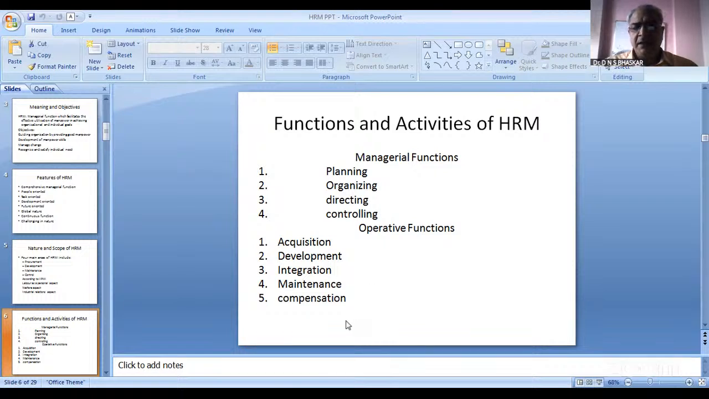Then coming to the controlling aspect, I already told you. Then the acquisition, which we have already discussed. How the employees are to be acquired, what the various processes are to recruit employees, how you can acquire employees into the organization, how you can get the employees into the organization. These are the various important elements you have to take into consideration.